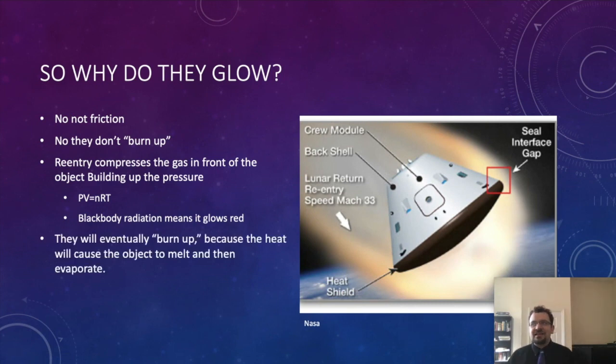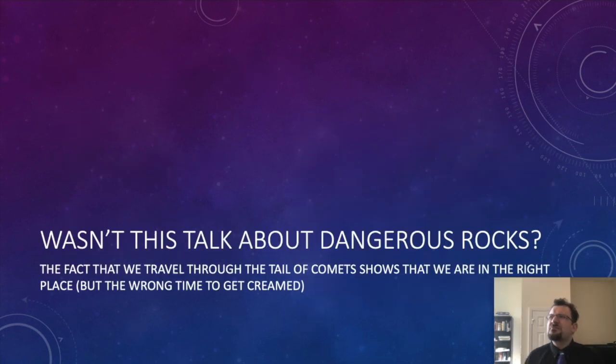So the meteors will eventually burn up because the heat will cause the objects to melt and eventually evaporate in our atmosphere. So, wasn't this talk about the danger of space rocks? Yeah, so the fact that we travel through comets' tails and get these meteor showers means that we exist in the same place as some of these comets, just at different times. Now, if we happen to be at the same place at the same time, it's going to be a bad day.